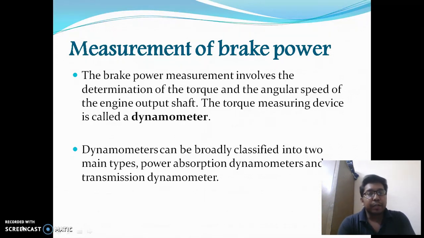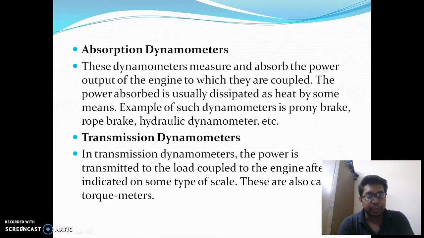Now we have measurement of brake power. The brake power measurement involves the determination of the torque and the angular speed of the engine output shaft. We have different torque measuring devices, and these are known as dynamometers. Dynamometers are broadly classified into two types: power absorption dynamometers and transmission dynamometers.